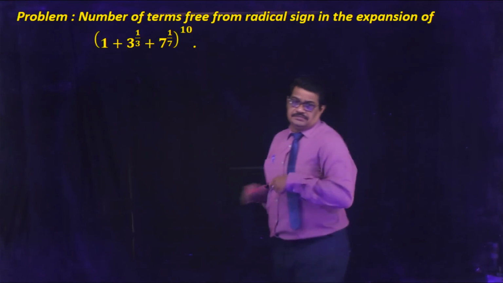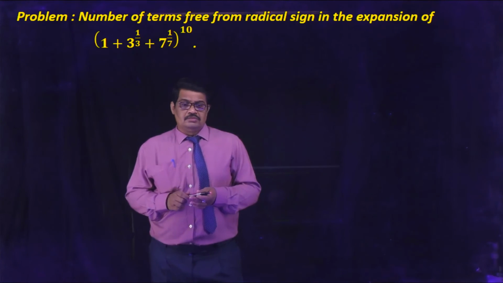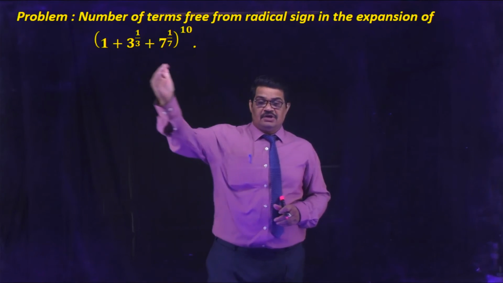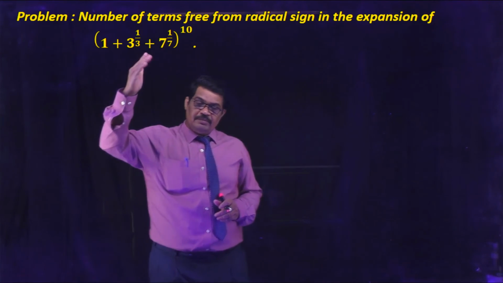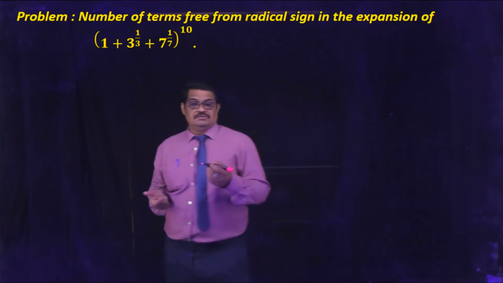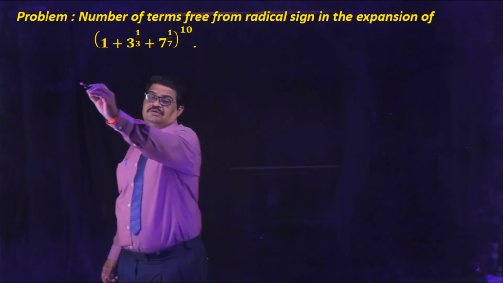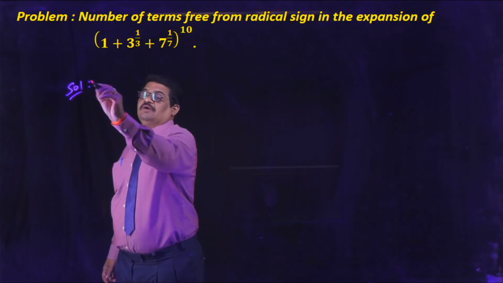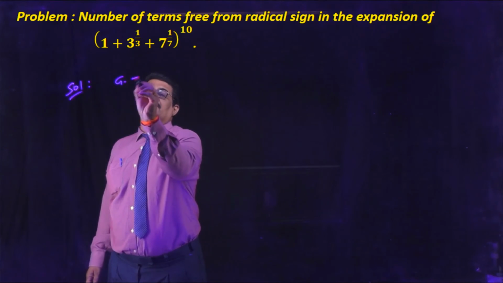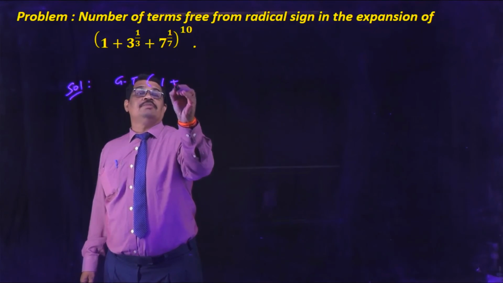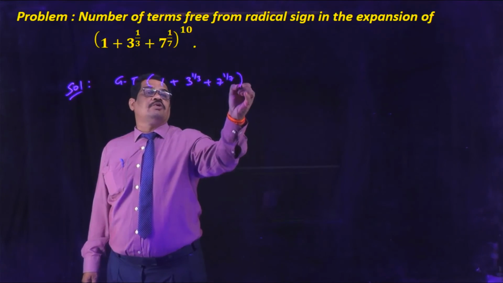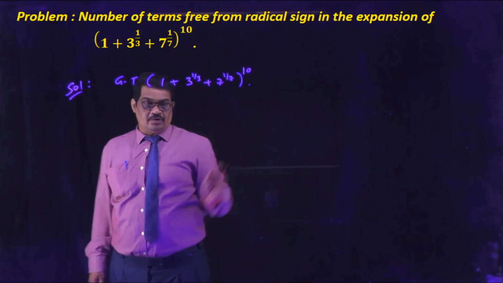Okay, see the another problem. The number of terms free from radical sign in the expansion of (1 plus 3 power 1 by 3 plus 7 power 1 by 7) whole to the power of 10. In that expansion, the number of integral terms. Okay, that is nothing but free from radical sign. So what is the given expression here? That is (1 plus 3 to the power of 1 by 3 plus 7 to the power of 1 by 7) whole to the power of 10.